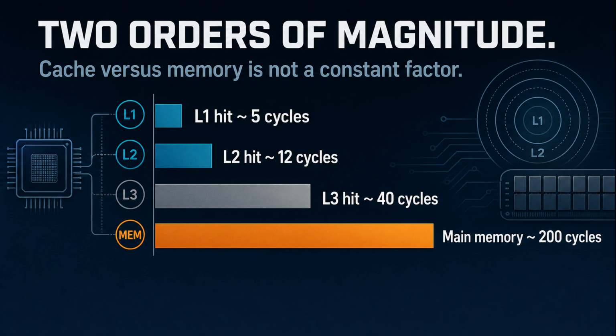These costs are not abstract. A hit in the closest cache costs around 5 cycles. The next level out is around 12. The level after that is around 40. A trip out to main memory is on the order of 200 cycles. That is not a small constant factor. That is the difference between a function that fits in its time budget and a service that misses its deadline.